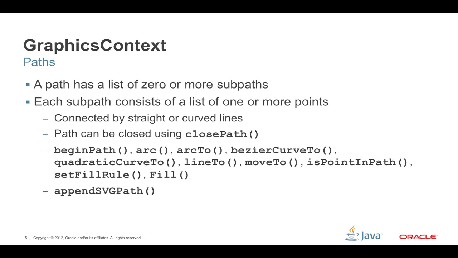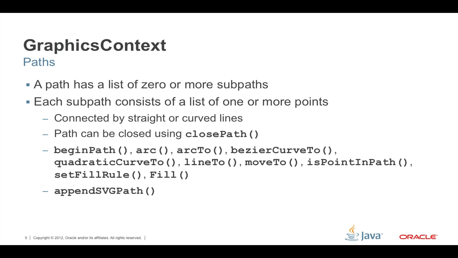In terms of constructing graphical elements within our canvas, one of the primary ways that we can do that is using a path. And a path is basically a list of 0 or more subpaths. And each subpath consists of a list of 0 or more points. So positions within the canvas where we want to join things up with either straight or curved lines. If we want to create a closed path, then we use the close path method, and that will create a closed path from the current point that we've defined to the first point that we defined.